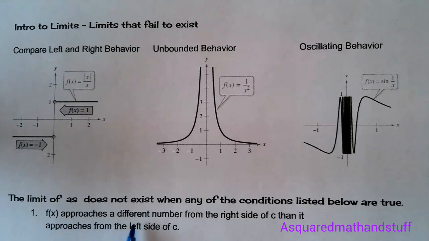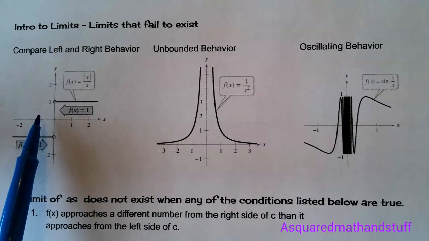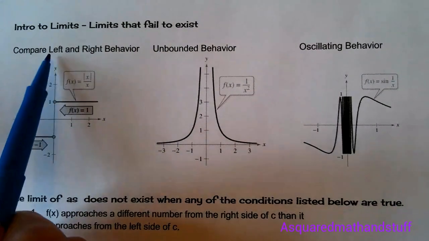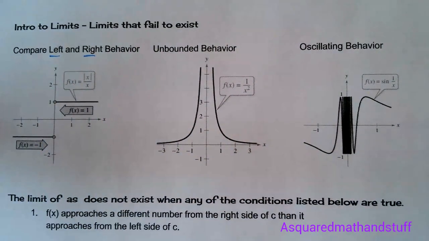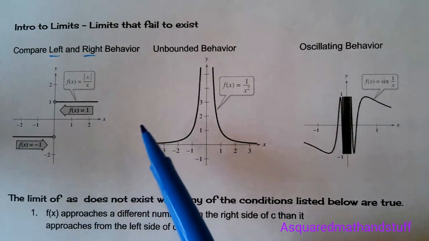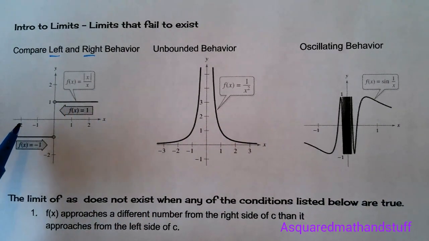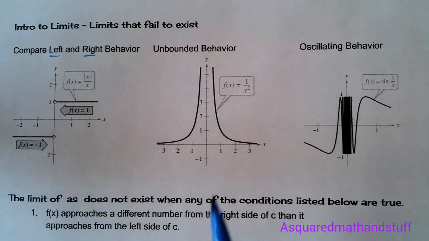The first one, I have at the very bottom of your screen here: f of x approaches a different number from the right side of our constant c than it approaches from the left side of c. This first graph is an example of this. We are going to compare the left side and the right side. There's a notation we have to introduce for indicating if we're coming in from the positive side, your right-hand side, or from the left-hand side, your negative side.